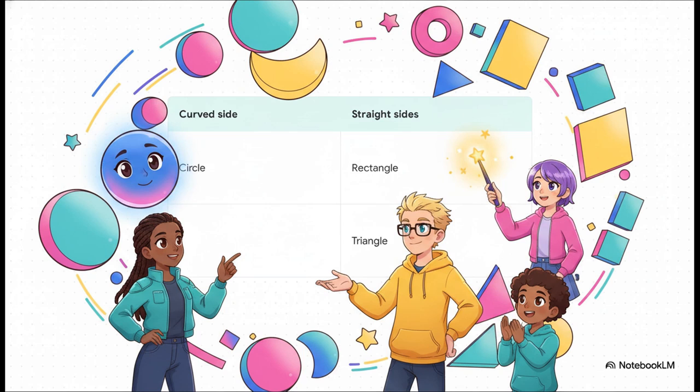It makes organizing effortless. A circle? That goes straight into the curved side column. A rectangle or a triangle? They pop right over into the straight sides column. It's a beautifully simple way to cut our giant list of suspects right in half immediately.